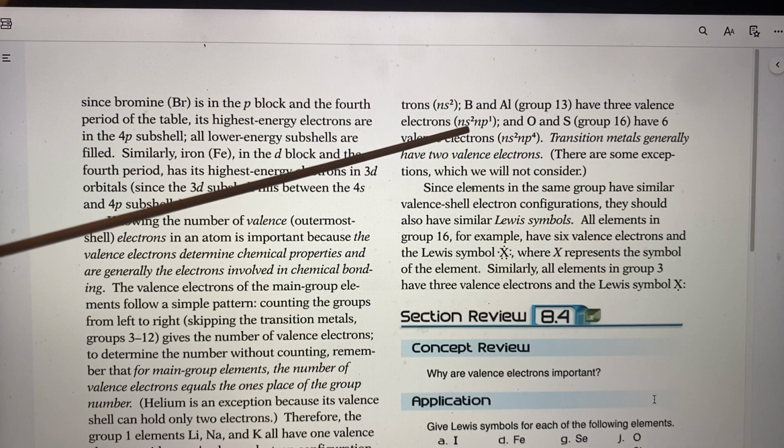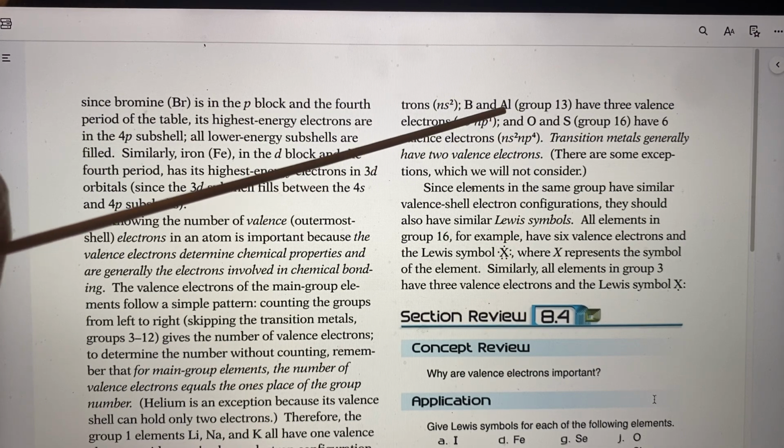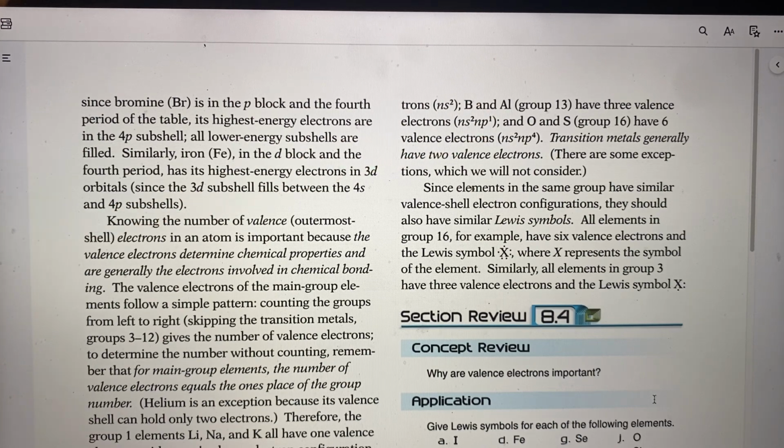So you have NS2, then you have NP1 in the midst of all of this. So they have 3 valence electrons, and the O and S group have 6 valence electrons. And so you have these electrons, you have 2 and then 4. So 2 S's and 2 4. So you have 2 S's and 1, that's 3. So you look back over, transition metals generally have 2 valence. So they usually have 2 valence electrons.